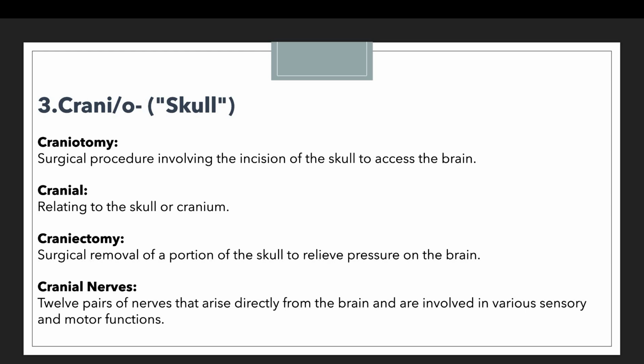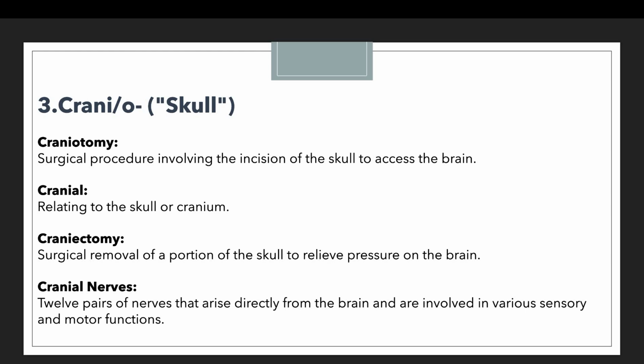Likewise, if you look at the cranial nerves, these are 12 pairs of nerves that arise directly from the brain and are involved in various sensory and motor functions. Now, if you walk through all the examples again, you will find only one common thing, which is the skull. Somewhere we are talking about the incision of the skull, somewhere about the surgical removal of the skull, as well as some nerves which originate from the skull or are related to it, right? So all these things are denoted with the prefix crani or cranio.